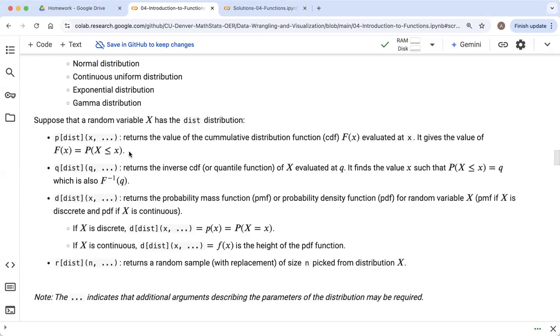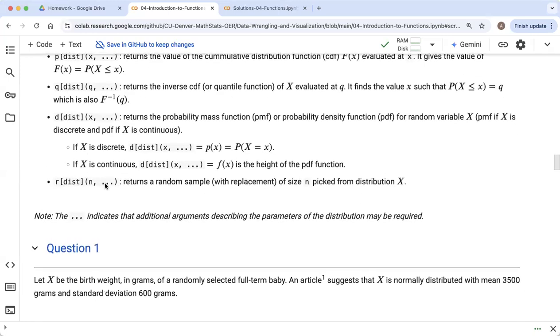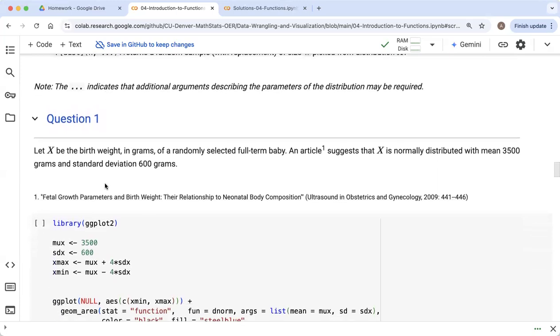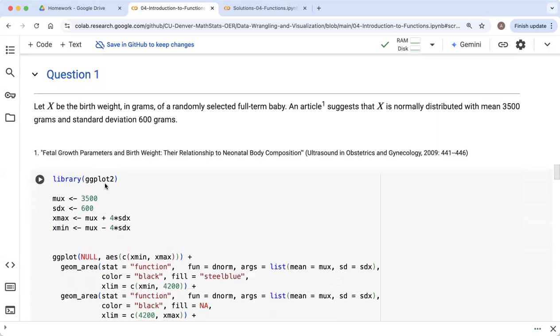But to explain how this works, let me just work with an example. So let's take the following example. We'll work with a normal distribution. So let's let X be the birth weight in grams of a randomly selected full-term baby. And based on some data, let's suppose that it's a fairly good approximation that X is approximately normally distributed with a mean of 3,500 grams and a standard deviation of 600 grams.